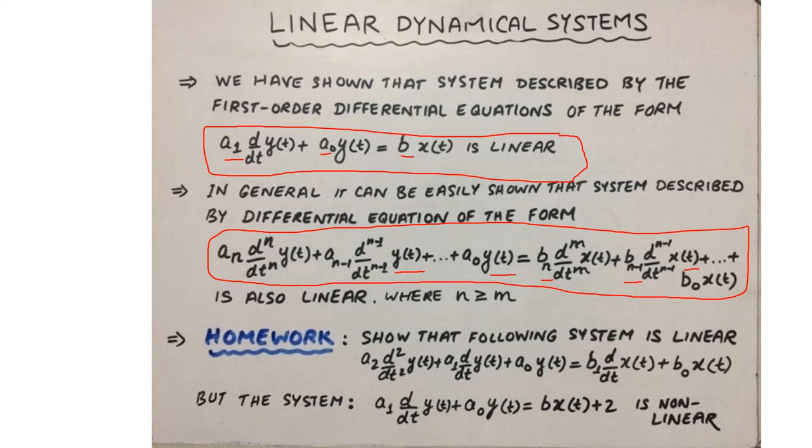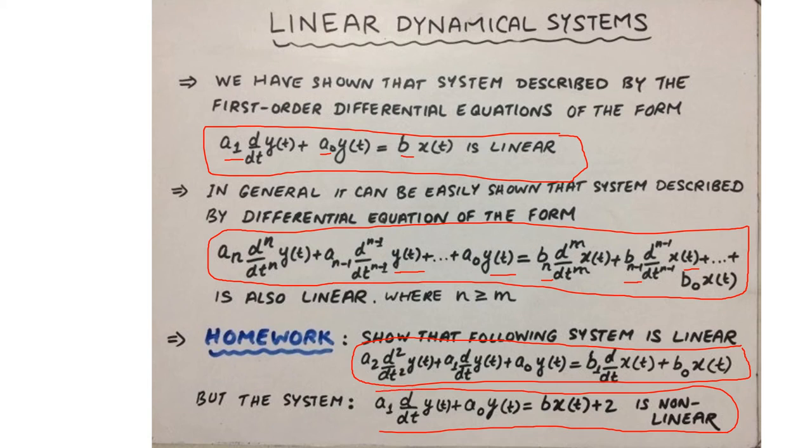As part of your homework exercise, you are required to show that the following system is linear. However, this system, by contrast, is nonlinear, and you notice that this differential equation contains a constant value which is being added to the input. That's what makes it nonlinear. So I expect students to be able to formally prove this nonlinearity in their homework exercise.